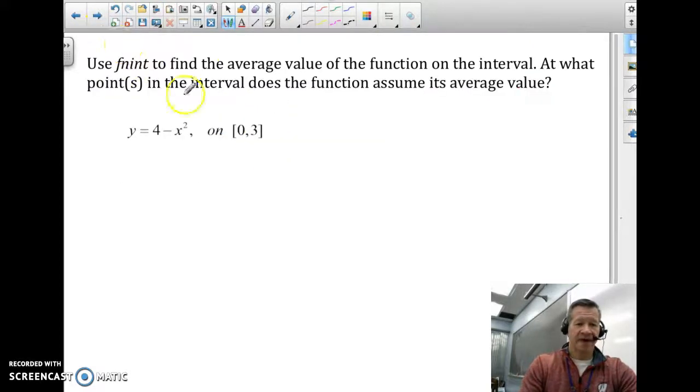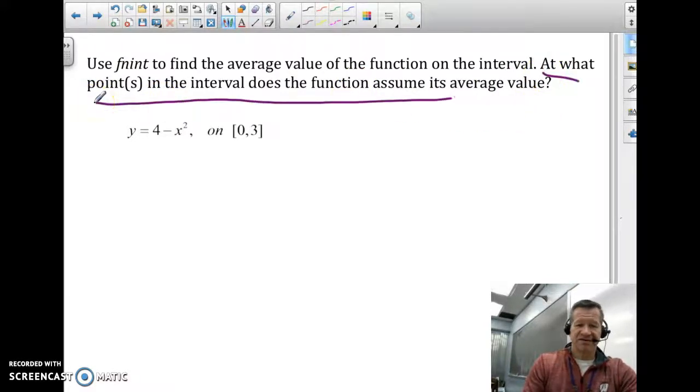Going on: use fnInt to find the average value of a function on the interval. At what points in the interval does the function assume its average value? I'm going to talk about the second question in a second, but first let's use fnInt to actually find the average value of the function.